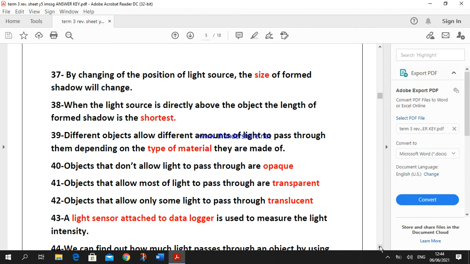Number 38, when the light source is directly above the object, what happens to the length of the formed shadow? It becomes the shortest one.